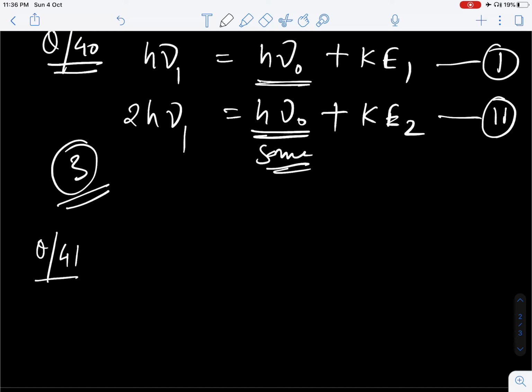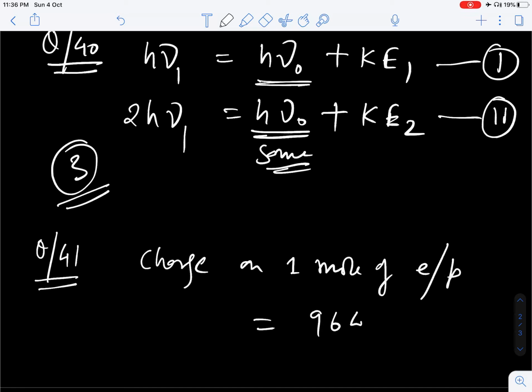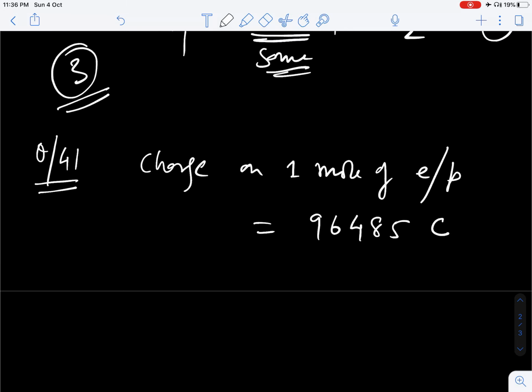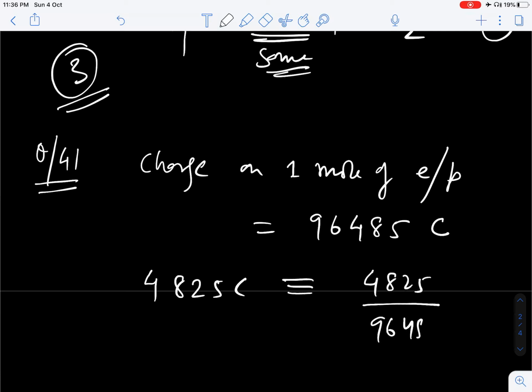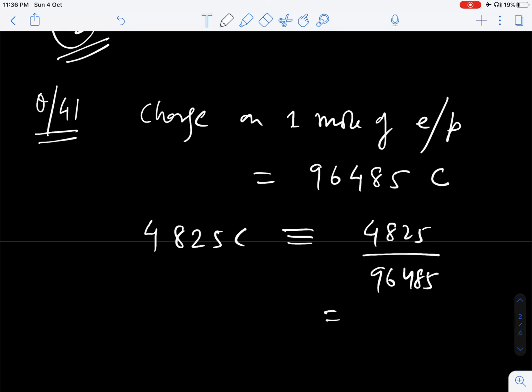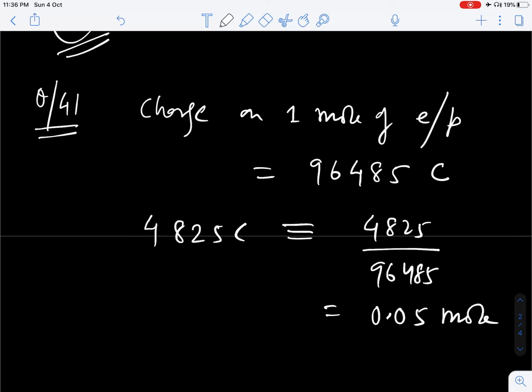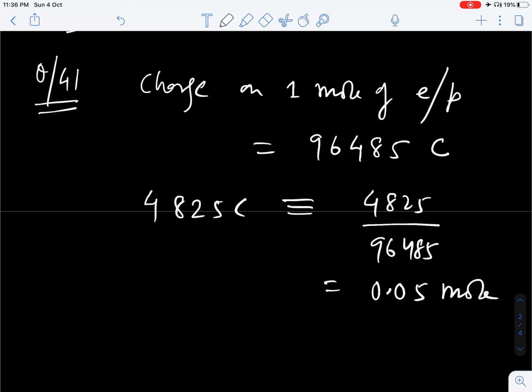Question number 41. How many moles of protons will have a total charge equal to 4825? So the concept is, you know that the charge on 1 mole of electrons or protons is 96,485 coulomb, right? So 4825 coulomb will be equivalent to 4825 divided by 96,485. So you will get the number of moles, 0.05 mole. So the correct answer is 0.05 mole.